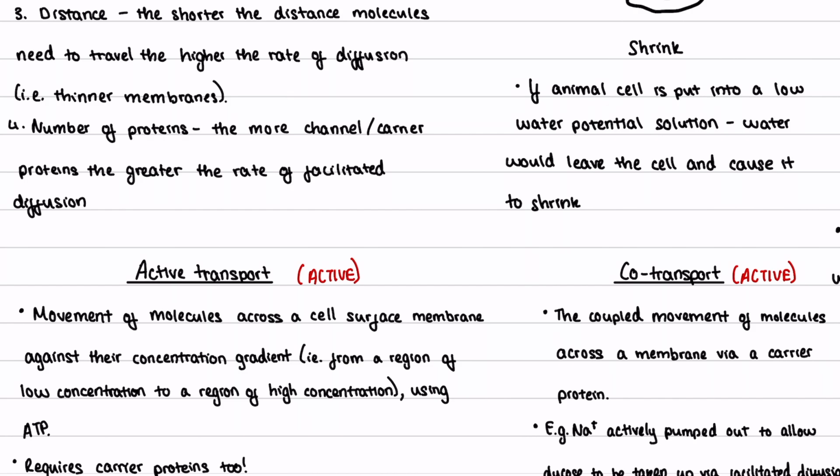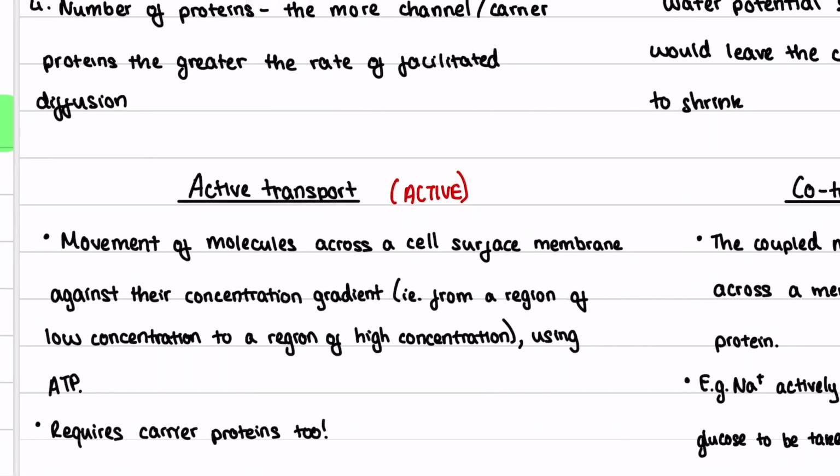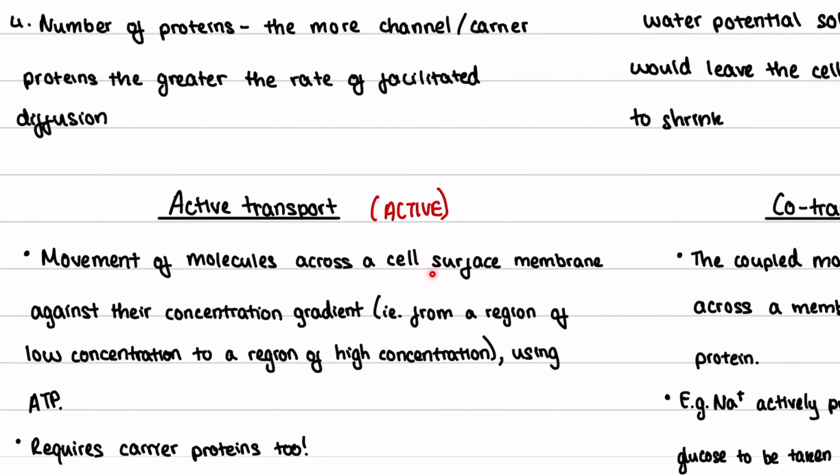Now, the active forms of transport. The definition of active transport is the movement of molecules across a cell surface membrane against their concentration gradient, i.e., from a region of low concentration to a high concentration using ATP. So, this is an energy requiring process and uses carrier proteins to move these molecules against their concentration gradient.